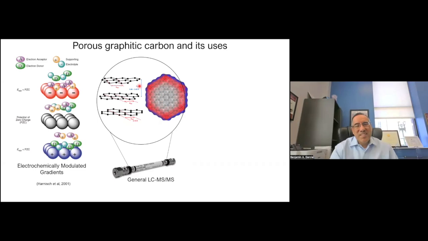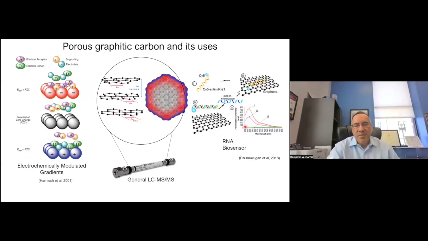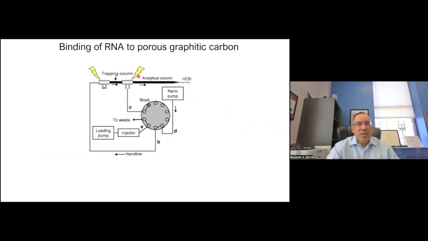But the way we're doing it is actually a little bit different. Researchers found a while ago that if you put voltages onto PGC, you can create electrochemical modulated gradients. In fact, this is how several RNA biosensors operate under certain polarity. You trap your RNA and then you can release it with the reversal of that polarity. And so we thought, what if we can incorporate this into our analytical setup?